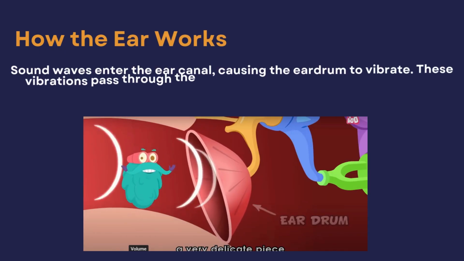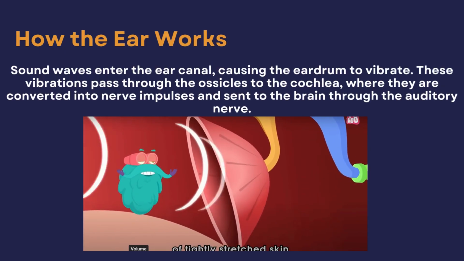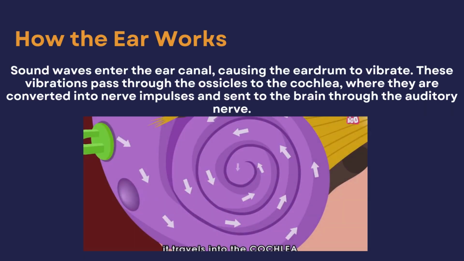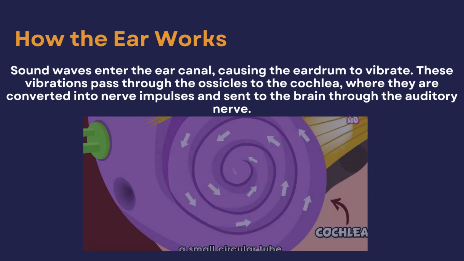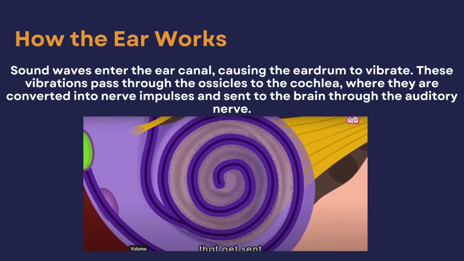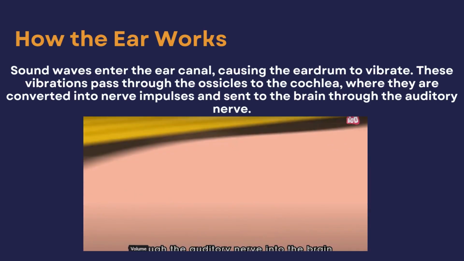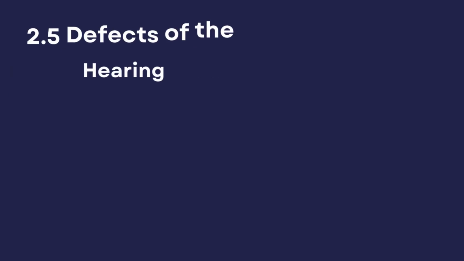How the ear works. Sound waves enter the ear canal, causing the eardrum to vibrate. These vibrations pass through the ossicles to the cochlea, where they are converted into nerve impulses and sent to the brain through the auditory nerve.